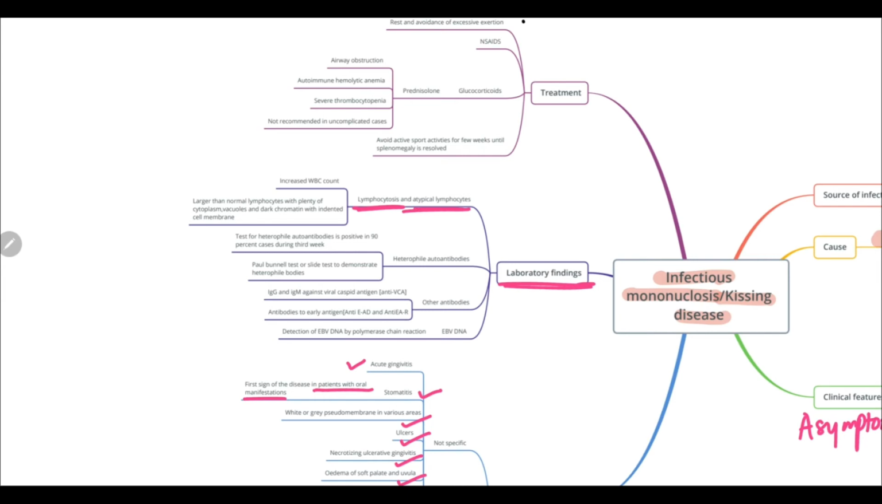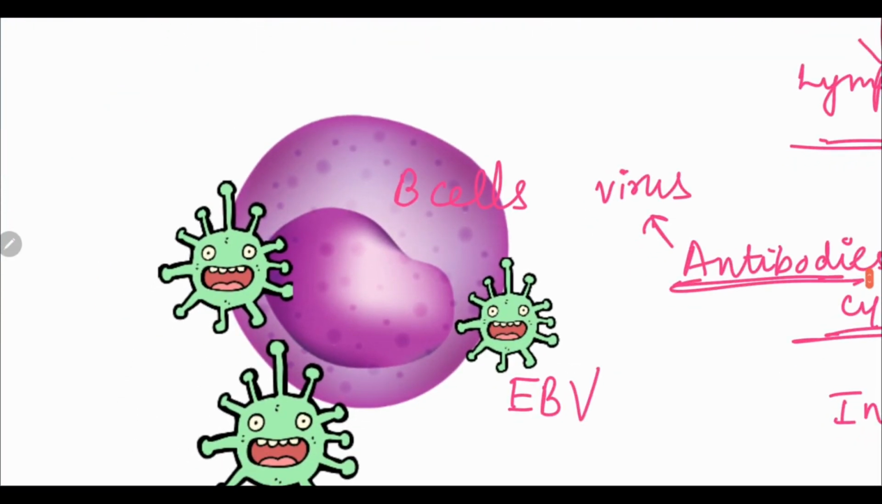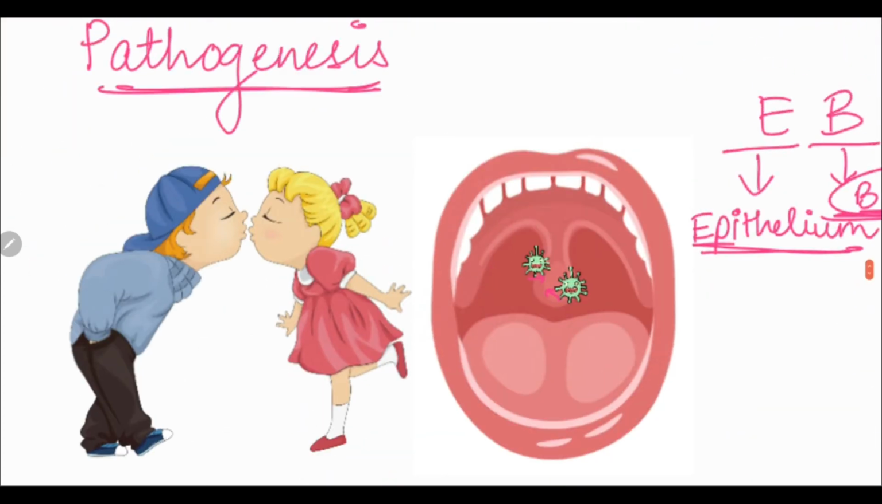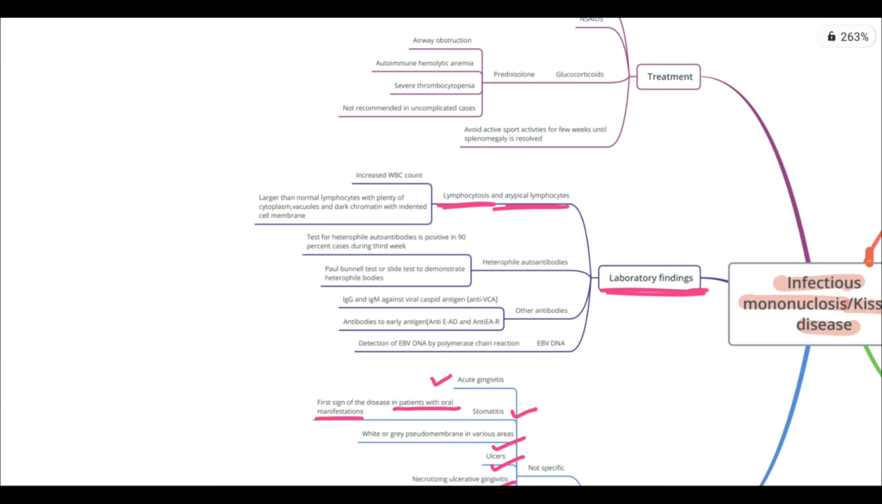So these are normal lymphocytes, right? But the lymphocytes in infectious mononucleosis have a larger size, that is, they are larger than normal lymphocytes, and they have a lot of cytoplasm. Apart from that, they have vacuoles and dark chromatin with indented cell membrane. So this is very important to note. They are larger than normal lymphocytes with plenty of cytoplasm.